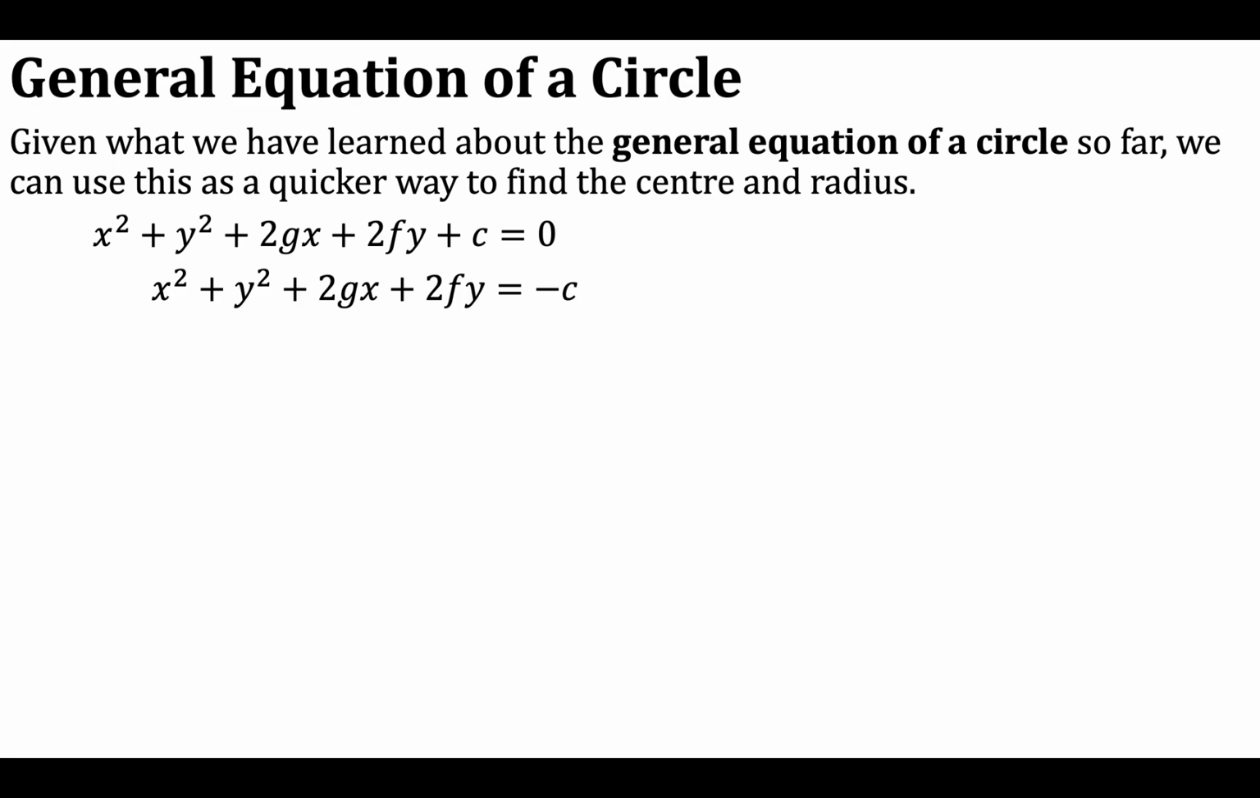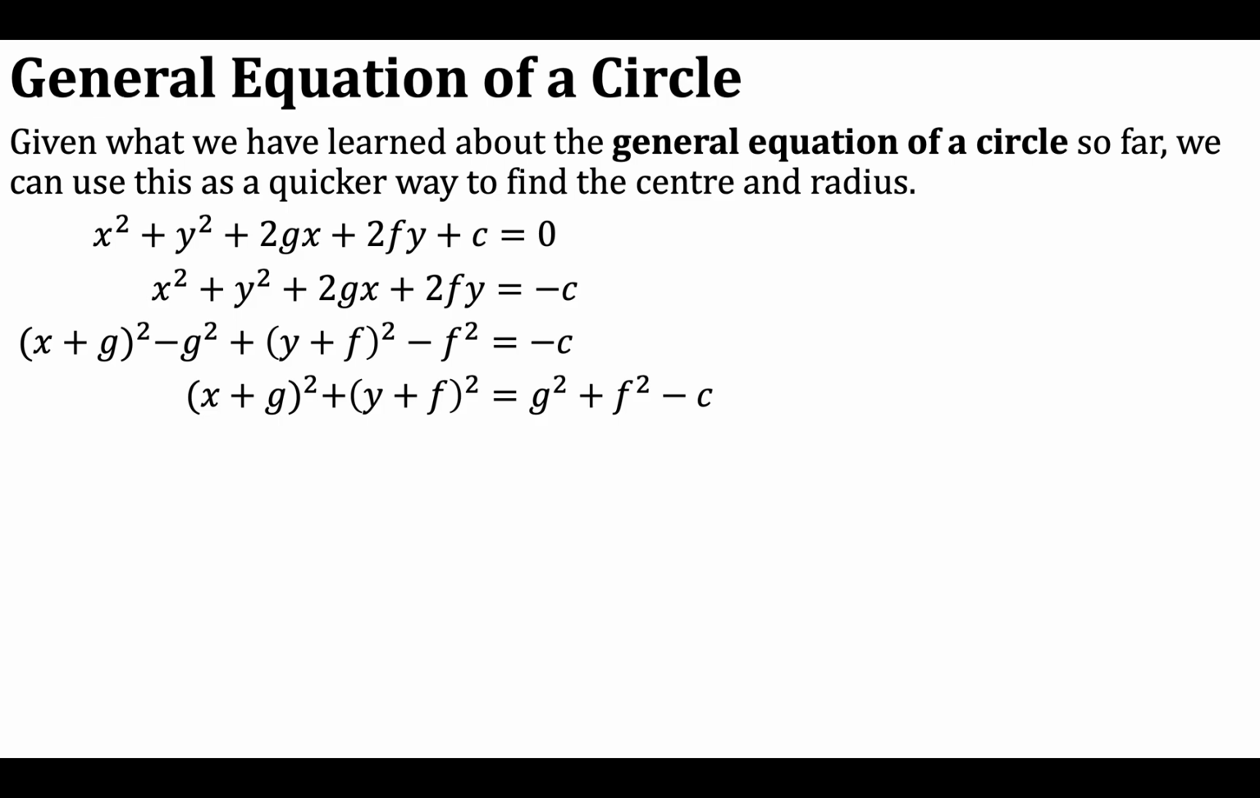Now, if we subtract c from both sides, and then we complete the square, x² + 2gx, completing the square, will give us (x + g)² - g². And completing the square on the y² + 2fy gives us (y + f)² - f². And that's all equal to -c. If we then add our constants to both sides, that's g² and f², we get (x + g)² + (y + f)² = g² + f² - c.